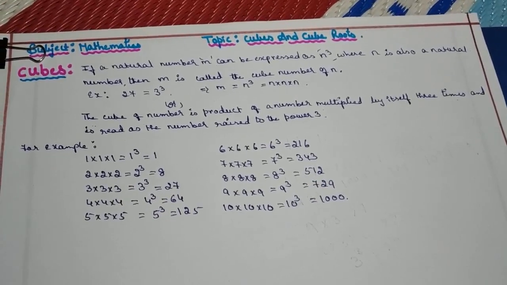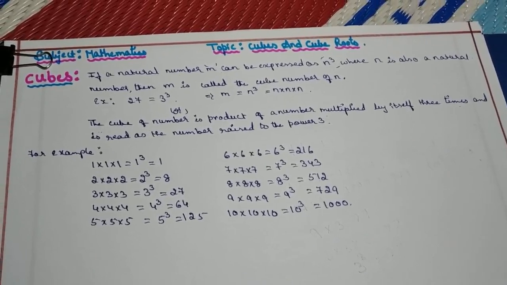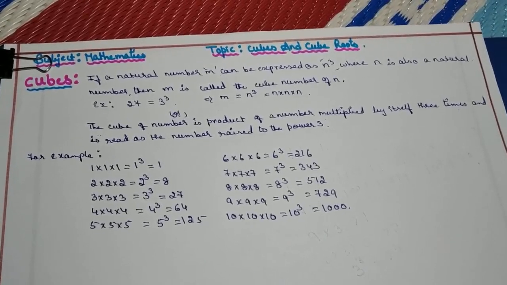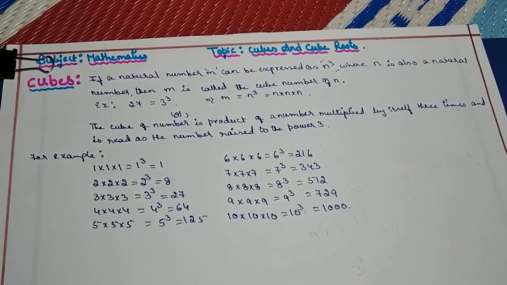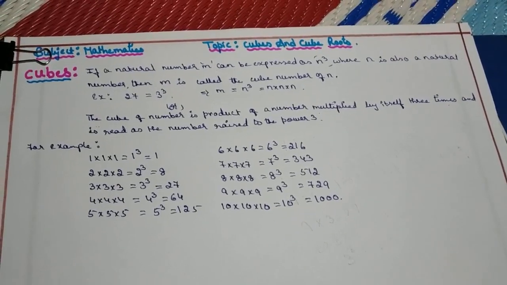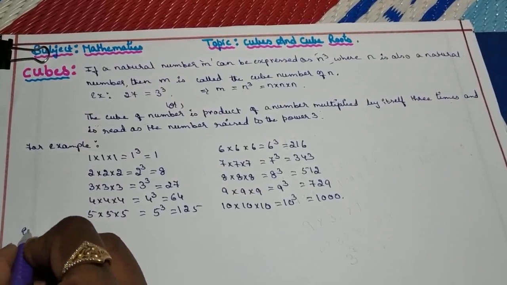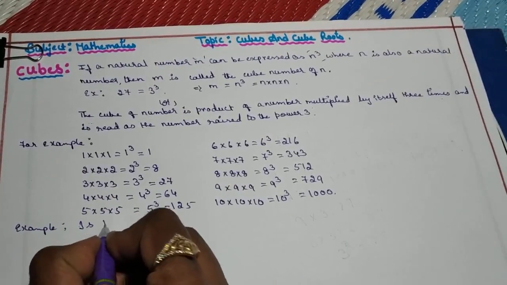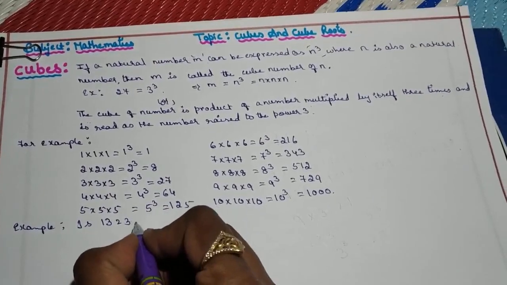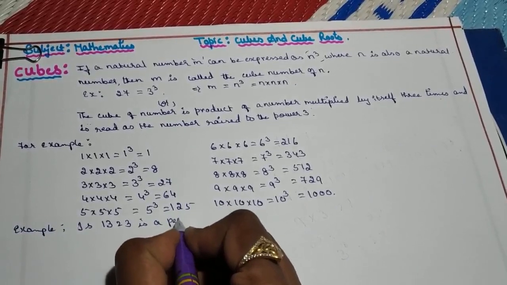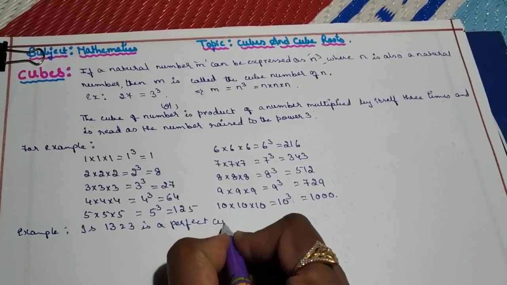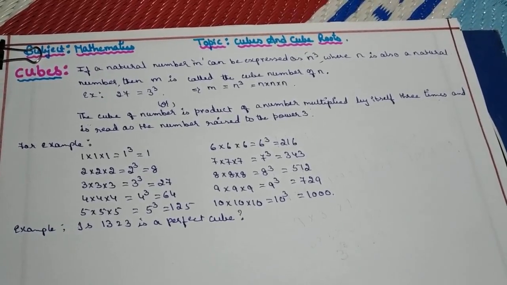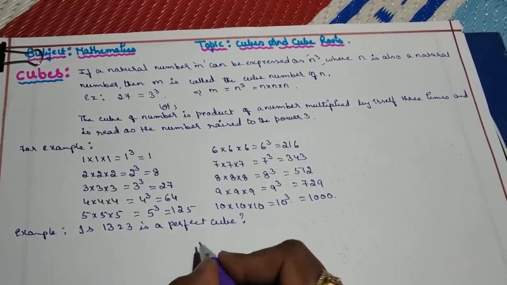Now the doubt arises, then how to find whether the given number is a cube of any positive integer or not? Yes, this can be found by using the prime factorization method. Let me give one example: is 1323 a perfect cube? If it is a perfect cube, then whose cube is 1323?